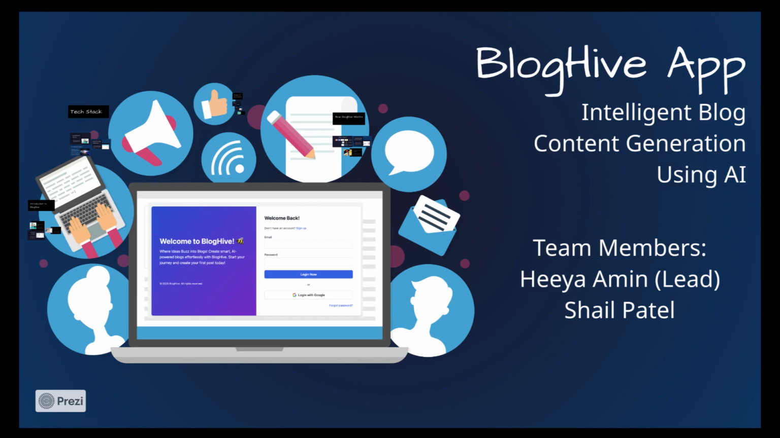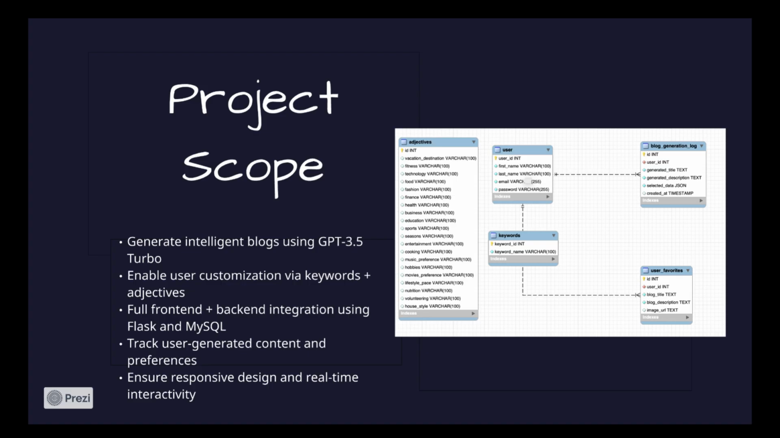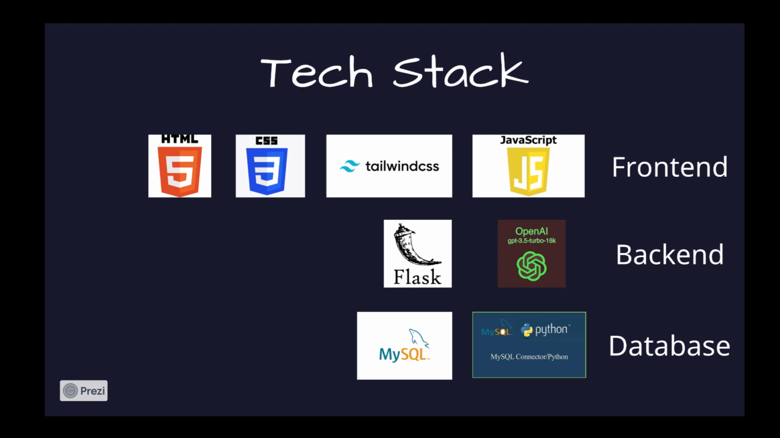Let's get started. So the core idea of BlogHive is to allow users to generate intelligent blog content using AI. Users select keywords and related attributes, which are passed as structured prompts to OpenAI's GPT-3.5 Turbo model. What makes this unique is that all user activity is securely logged in a normalized MySQL database, which includes login credentials, selected interests, blog generation metadata, and user favorites, all mapped using foreign keys and join operations. We have used Flask, MySQL, Bootstrap, and JavaScript to build a fully responsive and secure full stack app.